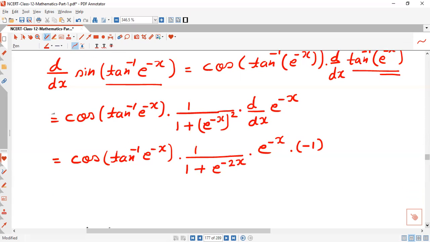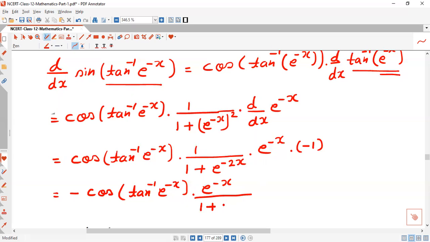So you may fill up all the things and write down the answer in this way: minus cos tan inverse e raised to minus x into e raised to minus x divided by 1 plus e raised to minus 2x. This is the answer for this question.